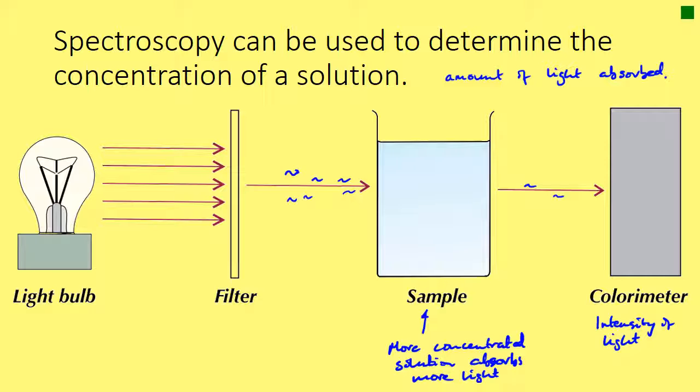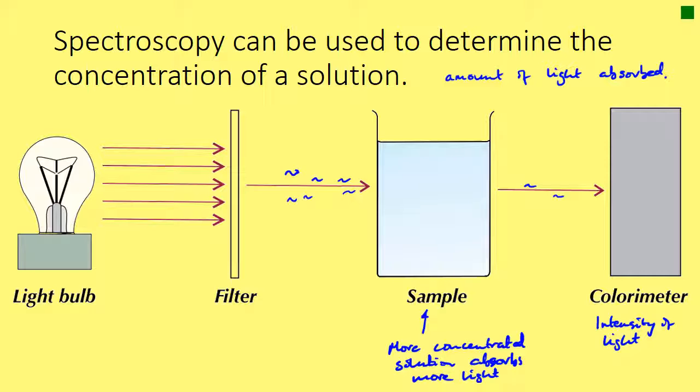And a typical setup would look like this, where on the left you have a light source, and that shines white light to a filter, and the filter just lets through light of a certain wavelength, and that is the appropriate wavelength for the sample. That is the wavelength of light that is absorbed when the electrons are promoted from one 3D orbital to another 3D orbital.